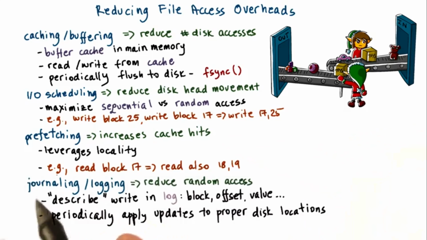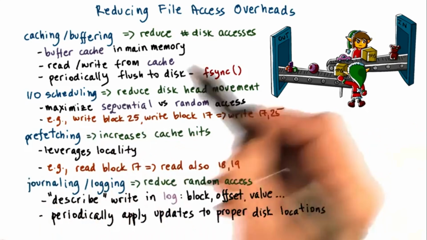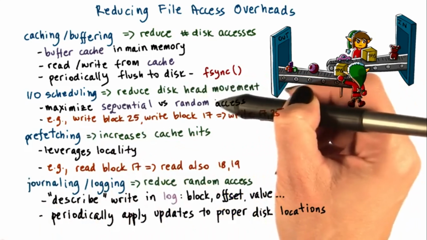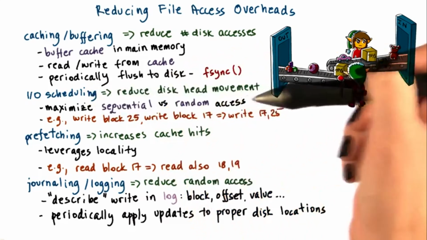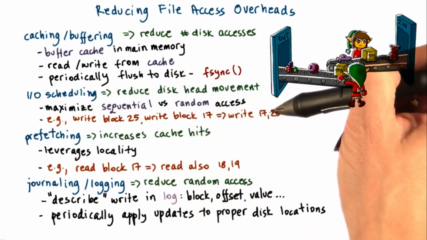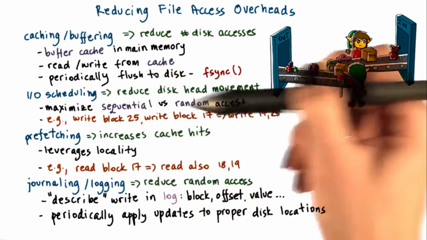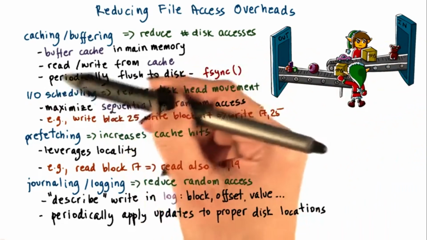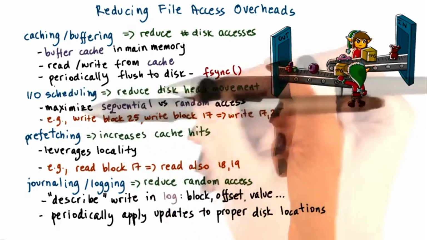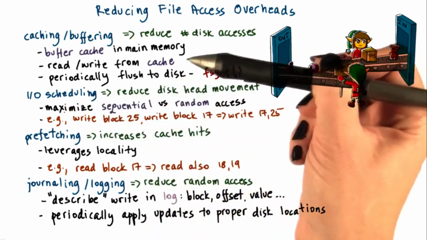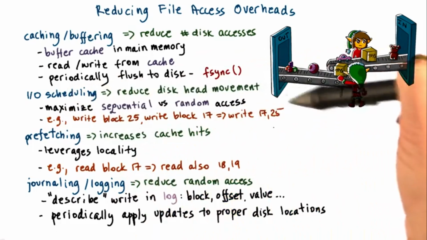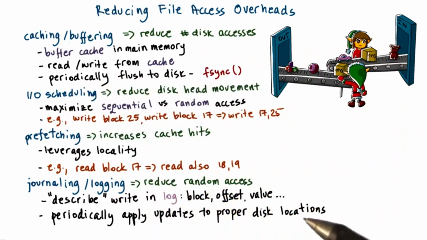Finally, another useful technique is journaling. IO scheduling reduces the random access, but it still keeps the data in memory. So these blocks 17 and 25 are still in memory waiting for the IO scheduler to interleave them in the right way. That means that if something happens and the system crashes, these data blocks will be lost. So we want to make sure that the data ends up on disk, but we still want to make sure that we reduce the level of random access that's required. This is where journaling helps.